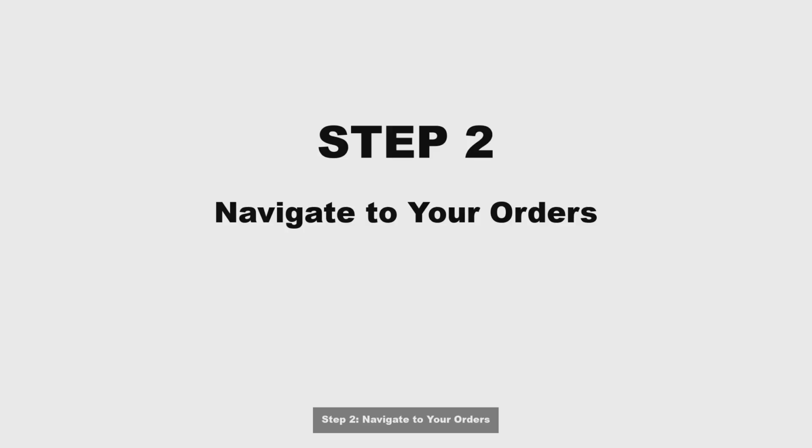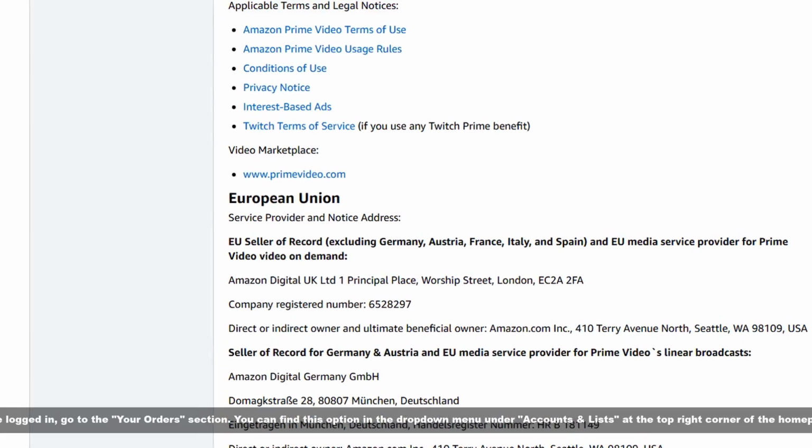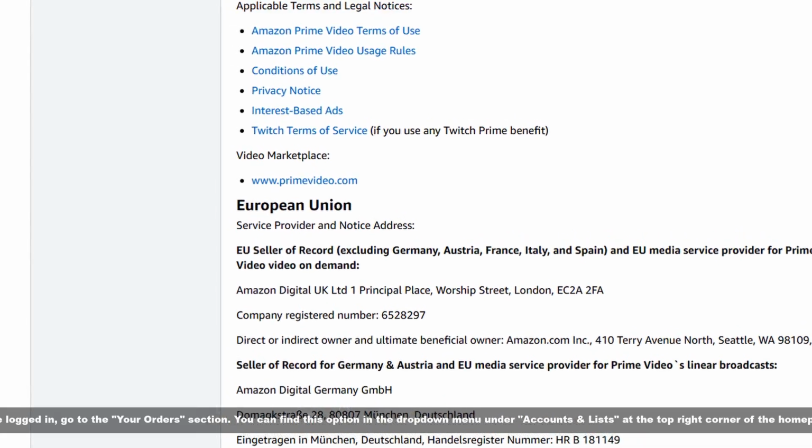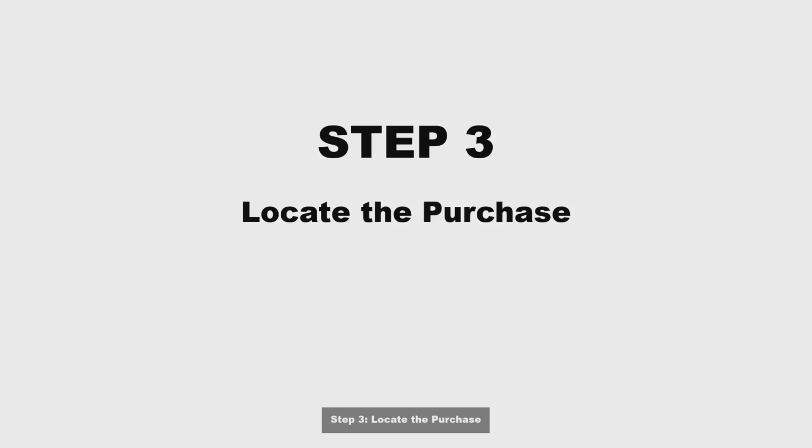Step 2. Navigate to your orders. Once logged in, go to your orders section. You can find this option in the drop-down menu under Accounts and lists at the top right corner of the homepage. Step 3. Locate the purchase.